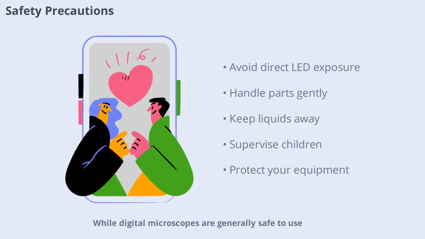Digital microscopes are generally safe to use. It's important to follow basic safety guidelines. Avoid looking directly into bright LED lights, and never force components that seem stuck. Handle delicate parts such as the lens and camera with care. Keep liquids away from the microscope to prevent damage. If using the microscope with children, supervise their activities to ensure safe and proper use. Following these precautions helps prevent accidents and protects your equipment.